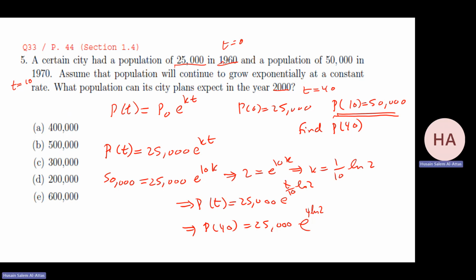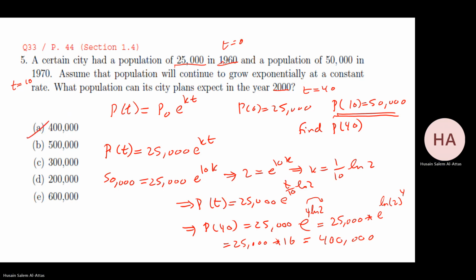Yeah, that will be what? 2 to the power 4, which is 16. So it will be 25,000 times E. Let me do it in details. 2 to the power 4. This is E with ln will go. So I have 25,000 times 16. 25 times 16, that will be 400. So it will be 400,000.